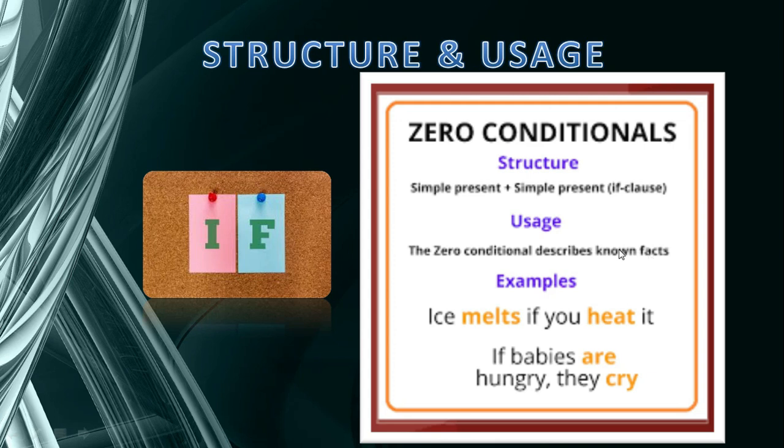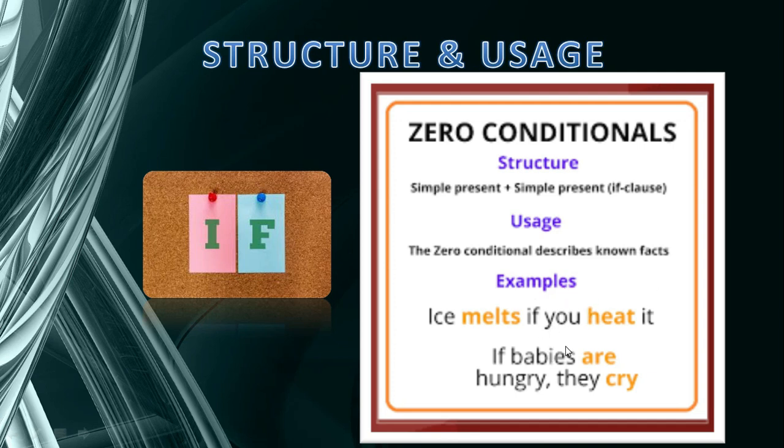For example, here you can see, ice melts if you heat it. The first clause is the result, ice melts, and the second clause is if you heat it, this is the condition. So wherever you are, whenever you heat, the ice melts. So this is a fact, a universal truth, and it is the same all over the world. So when you describe facts, then you use zero conditional sentences.